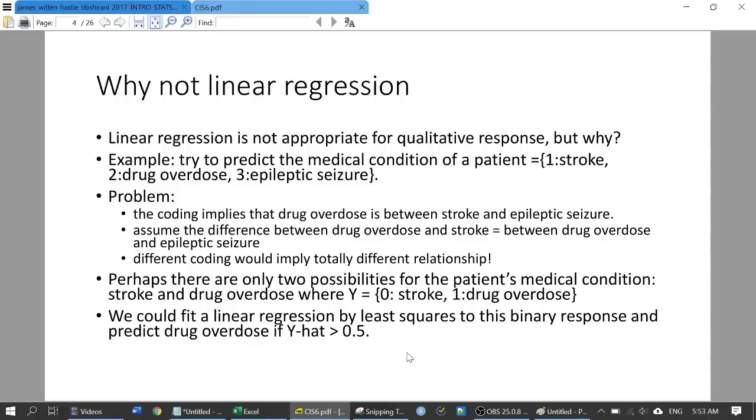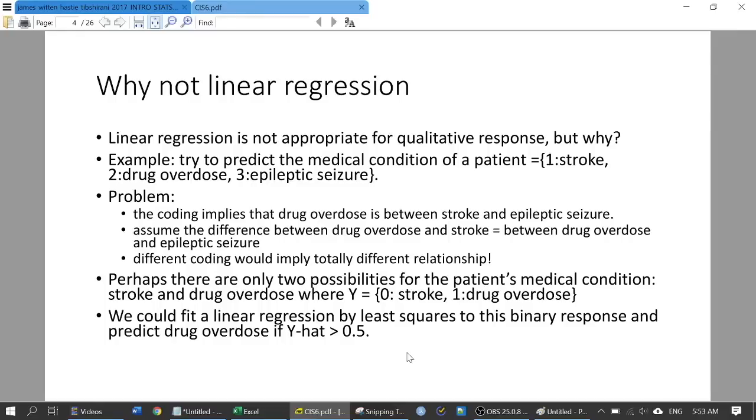It's not like we have a ranking of the lower, middle and higher levels. And using this coding, we would also assume that the difference between drug overdose and stroke is the same as the difference between drug overdose and epileptic seizure, because the difference between 1 and 2 is similar to the difference between 2 and 3, which is exactly not true.